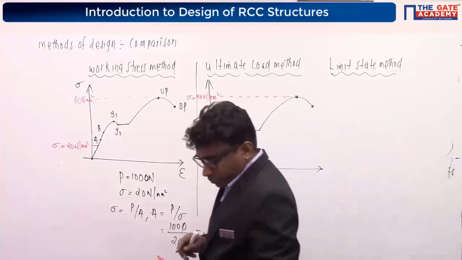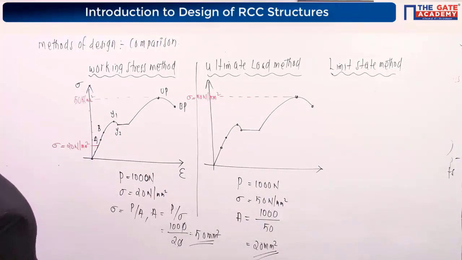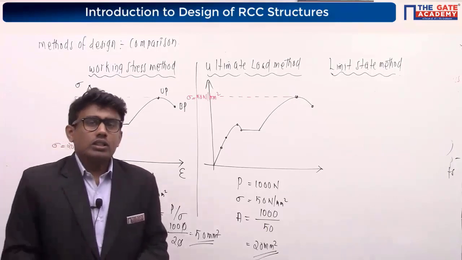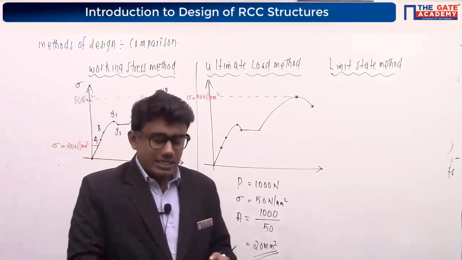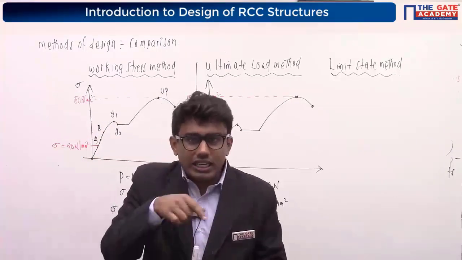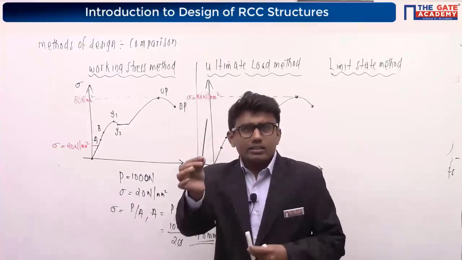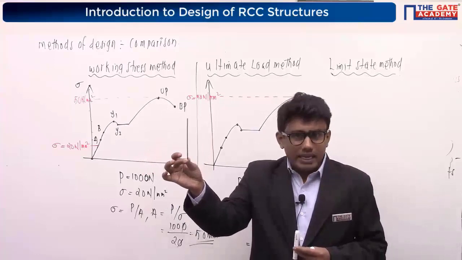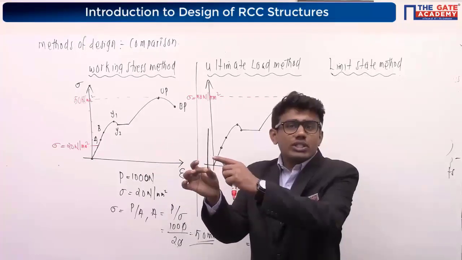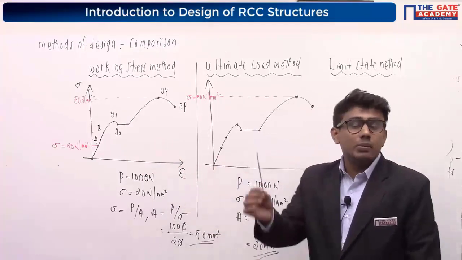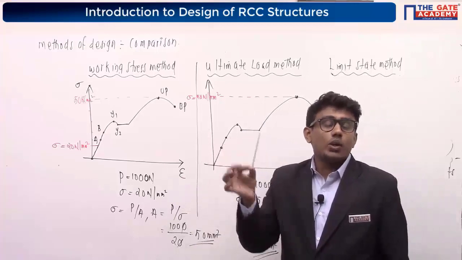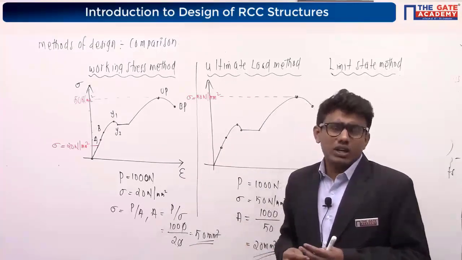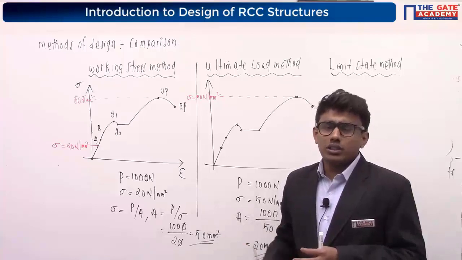Compare these two. Suppose this is the mild steel bar of cross section area 50 mm square, and this is, again, a mild steel bar. Area of cross section is 20 mm square, which I will be getting by using our ultimate load method. That is actually the main difference between working stress method and ultimate load method.